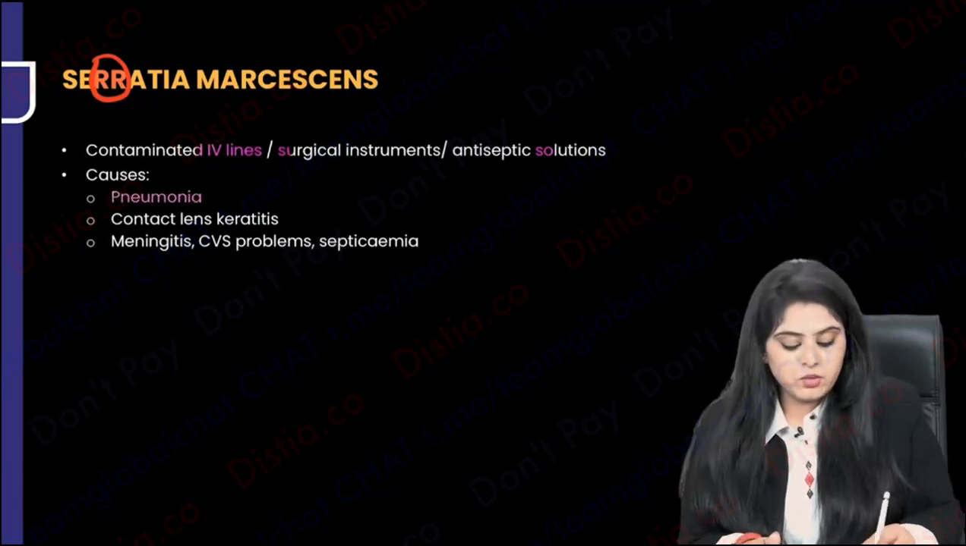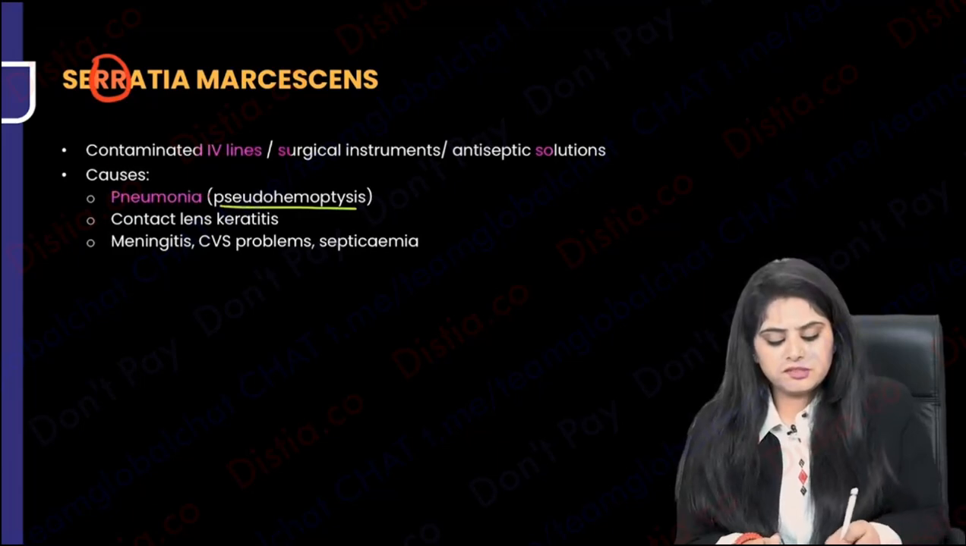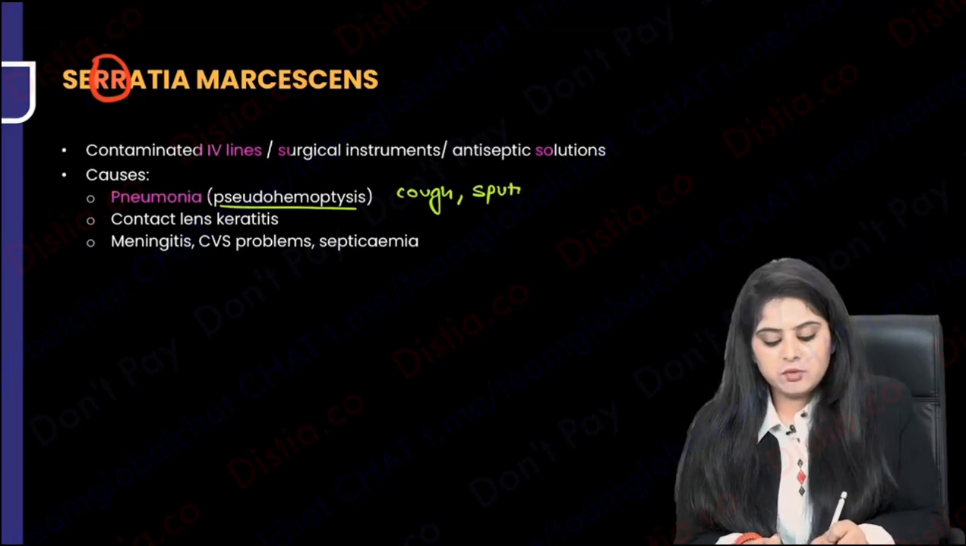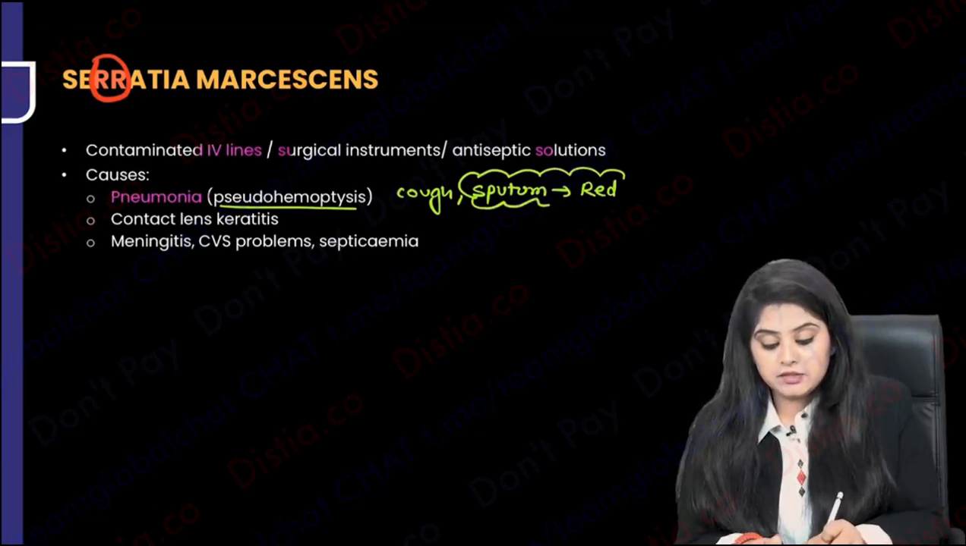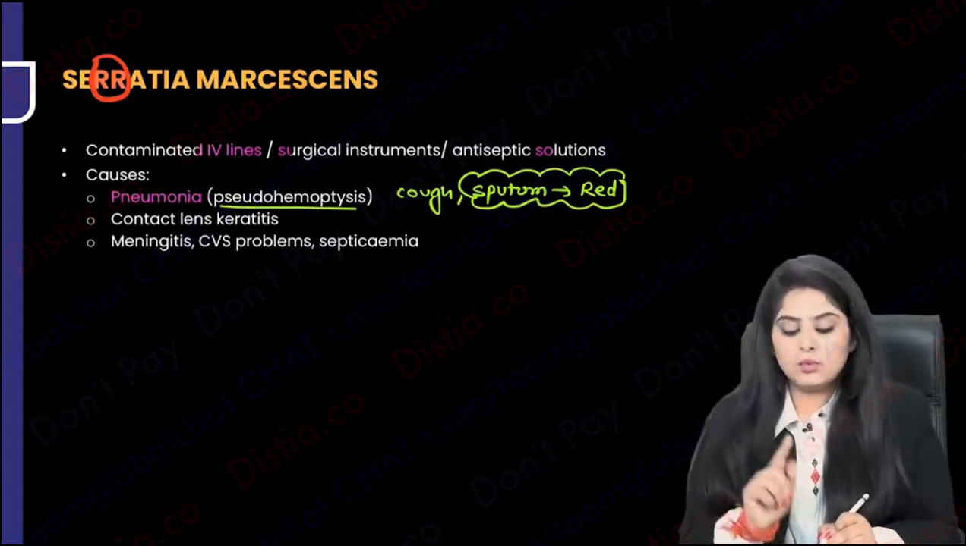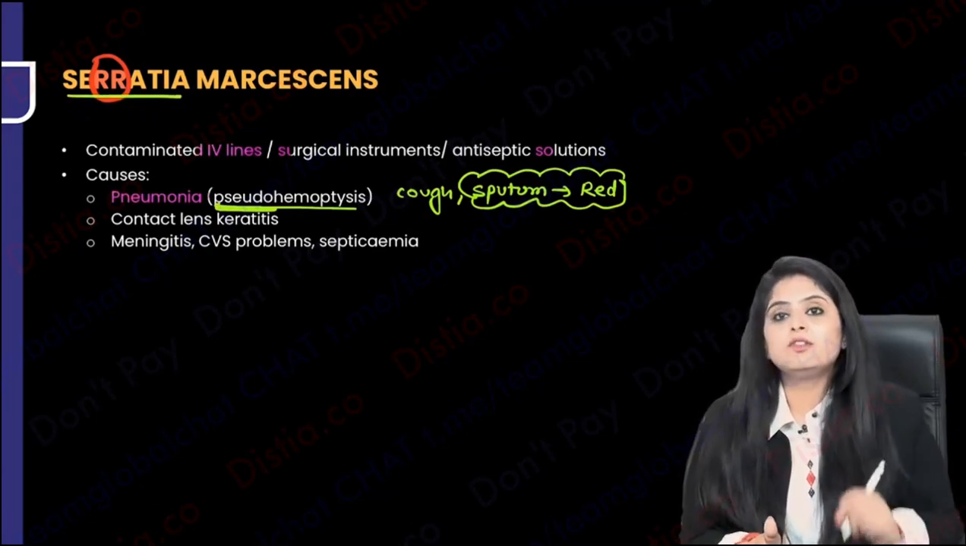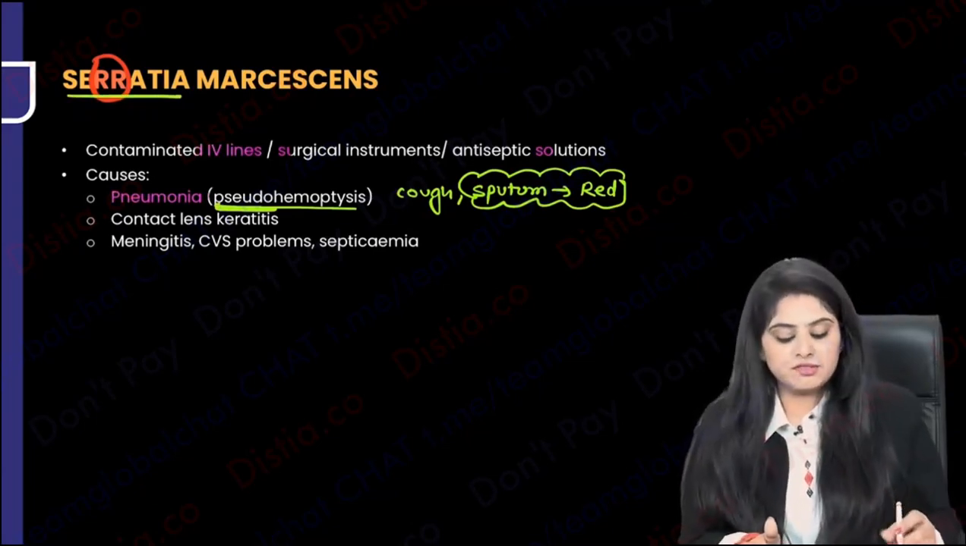So if it causes pneumonia, what is it going to cause? Pseudohemoptysis. Pseudohemoptysis means the person will have cough, and along with that the person will have sputum, and the sputum will have a red color. So as soon as someone starts spitting out red color sputum, you say, "He's having hemoptysis." But is this person having bleeding? No. This person is having Serratia infection. So that red color is nothing but the pigment of Serratia. It is a false hemoptysis.